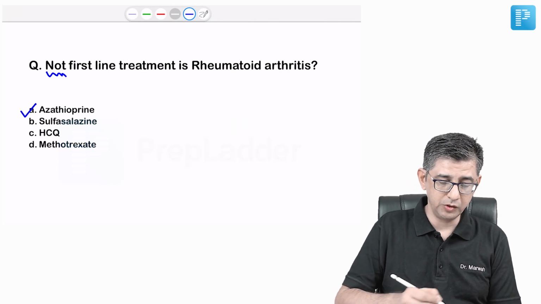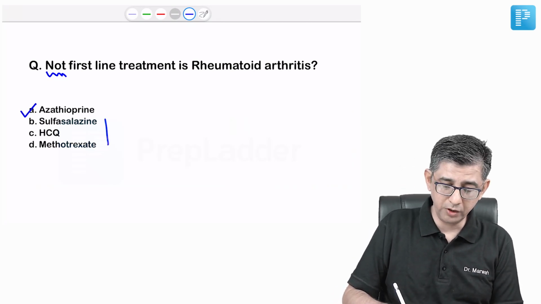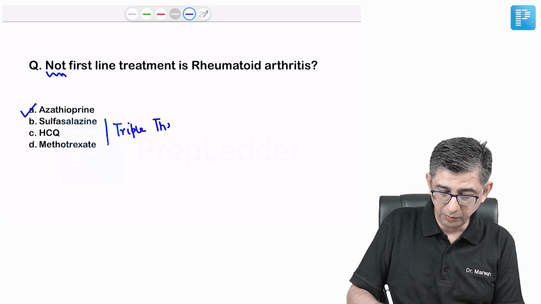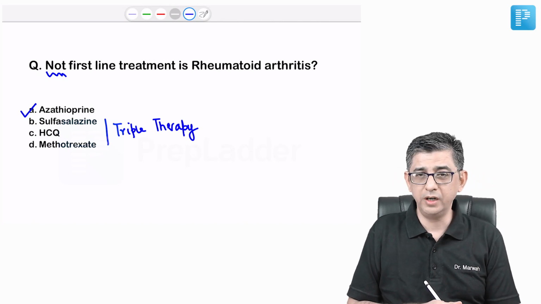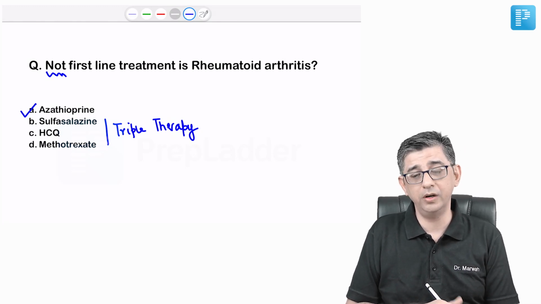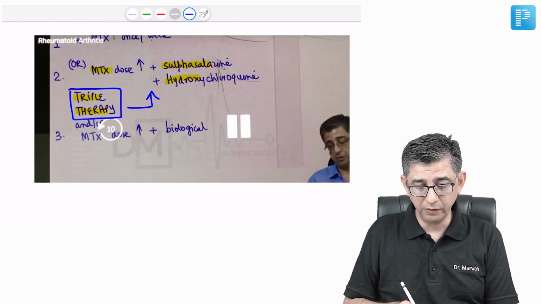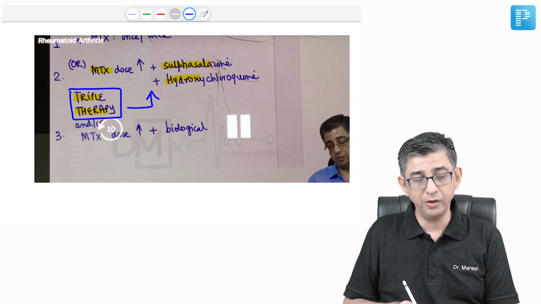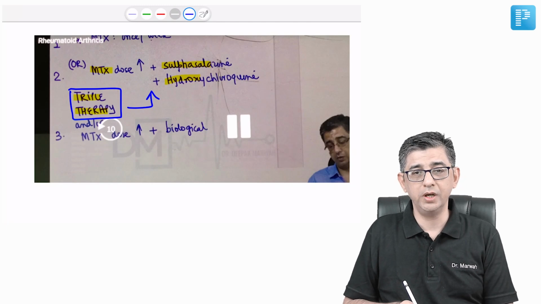The correct answer for this question is option number A. The remaining drugs which are mentioned here are components of the triple therapy, which would be useful as management of rheumatoid arthritis. Nowadays, we do not use NSAIDs. We straight away start with methotrexate, and if there's no improvement, we need to add on to the drugs which are mentioned here. Otherwise, biologicals would be required. Do listen to the treatment part of rheumatoid arthritis, on which questions are usually asked.